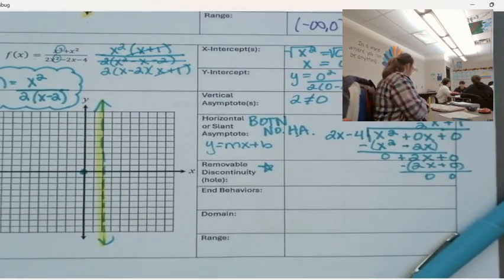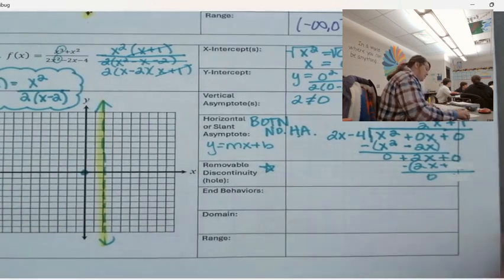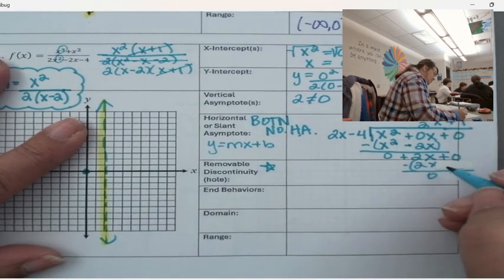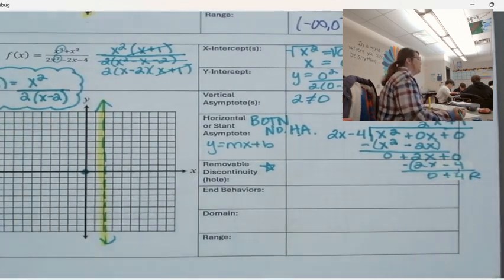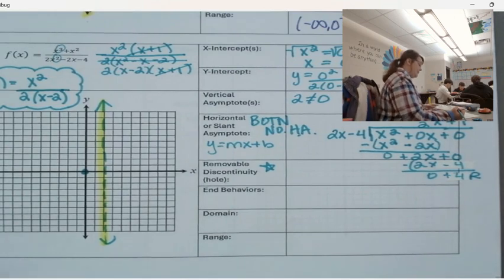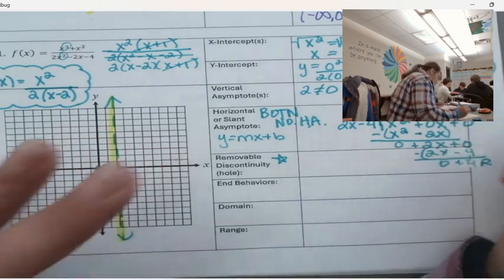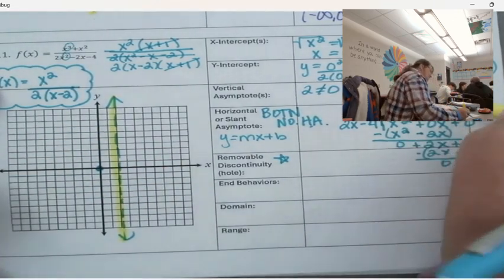Put that 4 there. I'm sure you guys are confused about what I just did right there. When I multiply 1 times -4, that is -4. I just don't ever worry about the remainder because it doesn't matter. So this is positive 4, which is your remainder, but the remainder doesn't matter. So this is y equals 1/2 x minus 1. That's my slant asymptote.